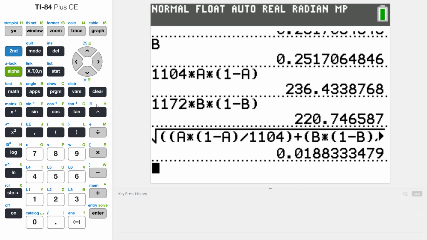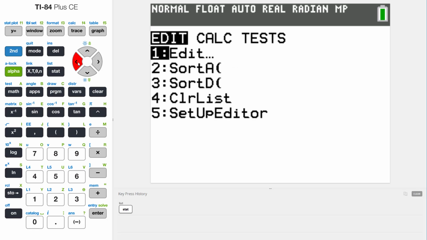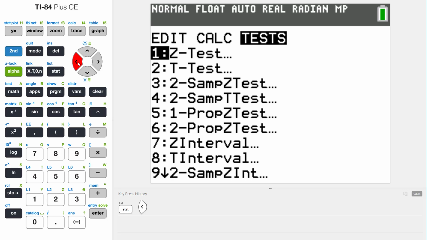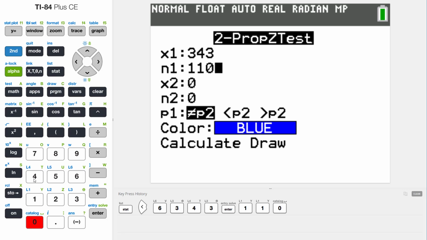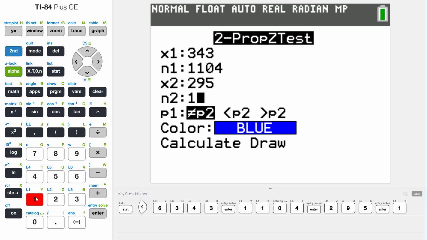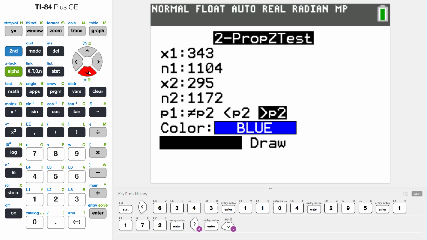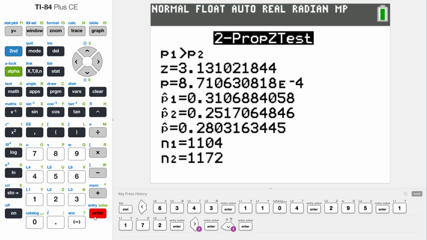Okay, we're ready to run the test. So go to the stat menu, go to the test submenu, and we're looking for the 2 proportion z-test, number 6 on this menu. Our inputs are as follows. And as we said, for the alternative hypothesis, we are testing whether the proportion of women is less, and so translated to what the calculator needs, it would be p sub 1 greater than p sub 2. Press enter to affirm that, and then you can calculate. There's our results right there.